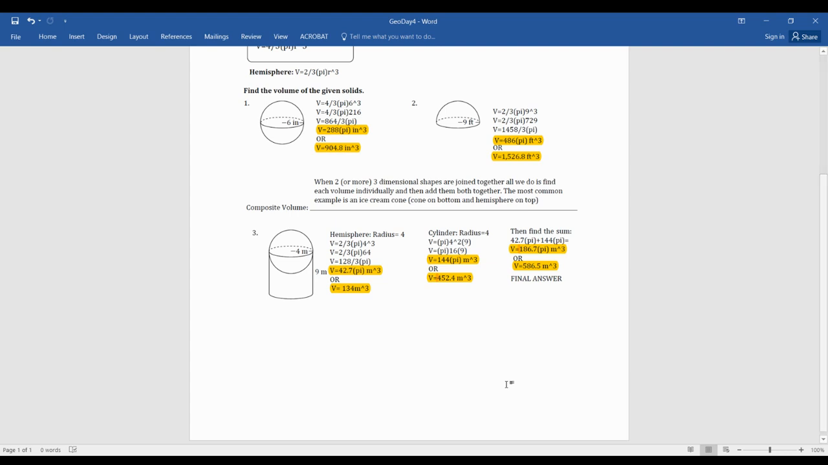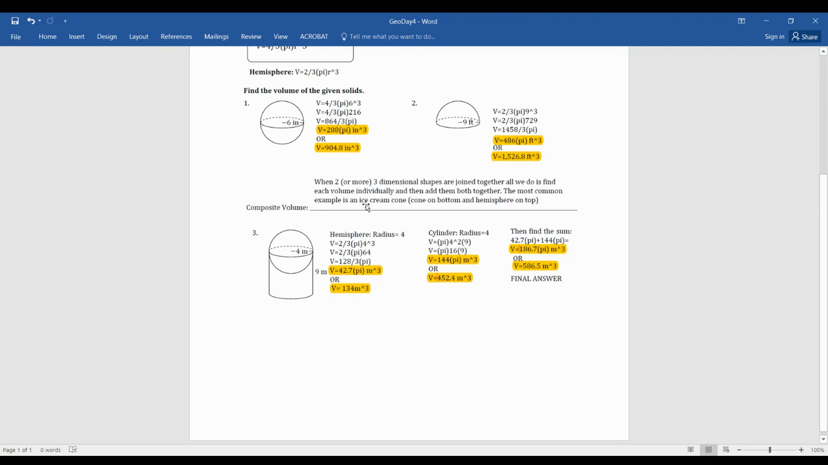All right, now at the end, we have the concept of composite volume. All this really means is that you are taking two or more of the three-dimensional shapes that we have already learned about. So it could be a cylinder and a cone. It could be a pyramid on top of a prism, making a house shape. It could be an ice cream cone, which is a very, very common one.